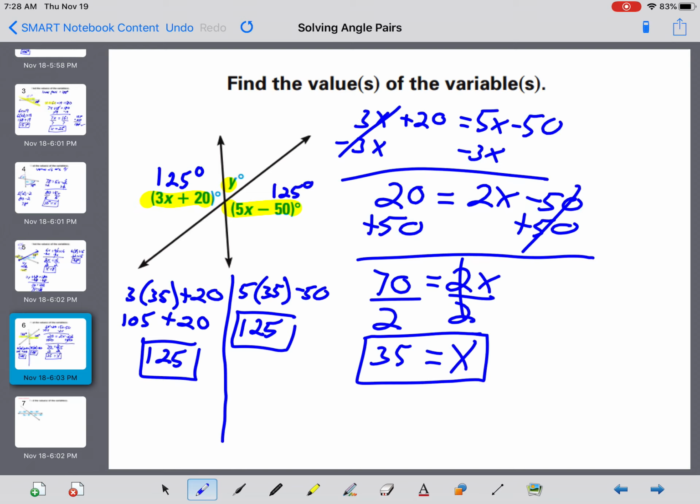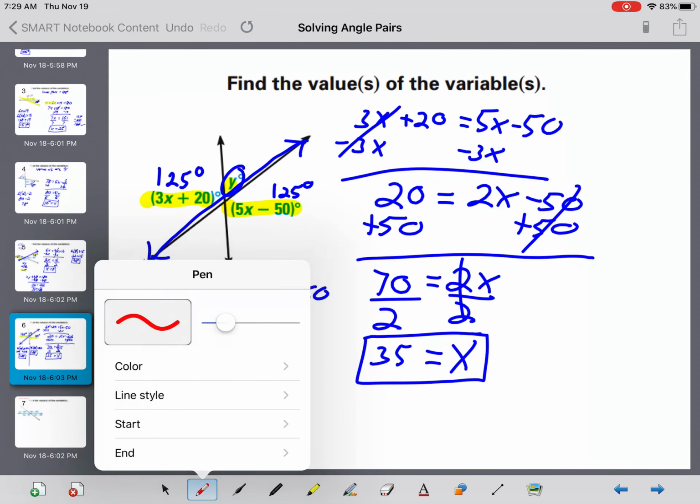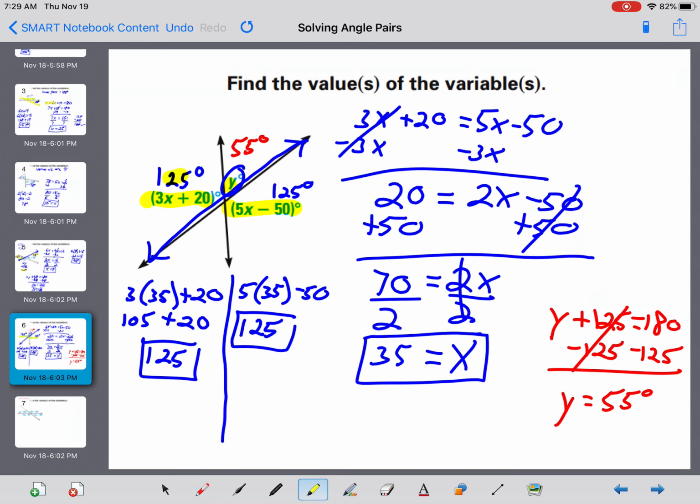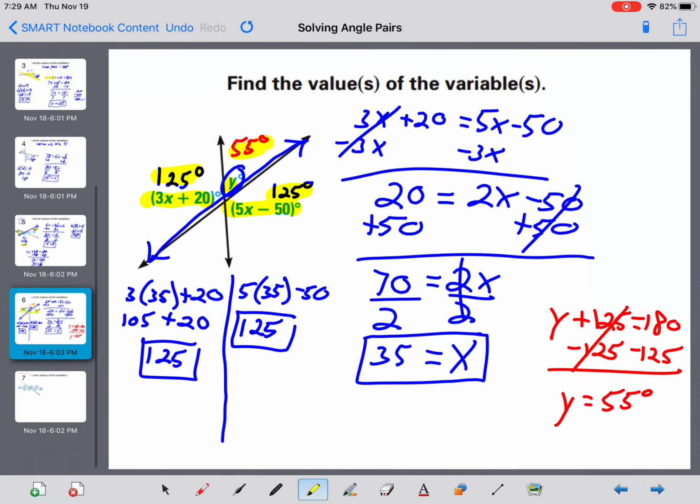The last variable you have to solve for is y. So we have a linear pair here. So let's solve it in red. Let's see. y plus 125 equals 180. It's a one-step equation. Subtract 125 on both sides. And y is equal to 180 minus 125, which is 55. Okay, all three angles are solved for. This problem is completed.